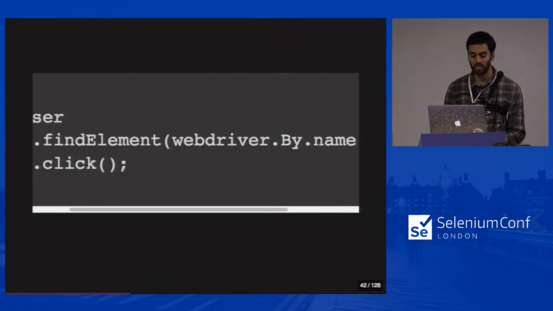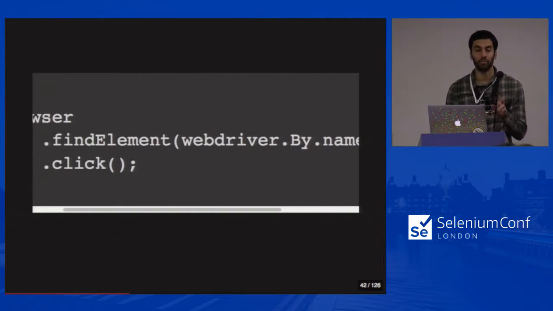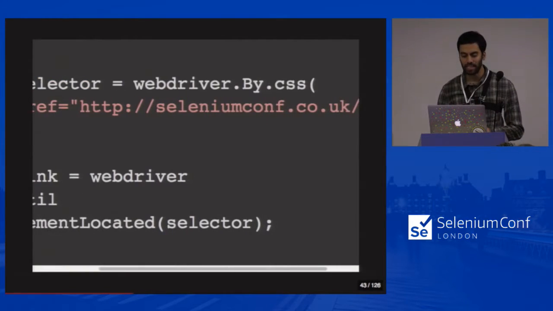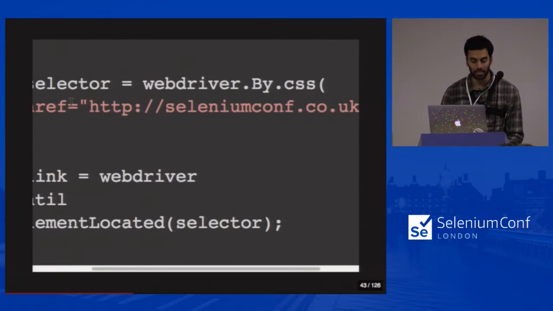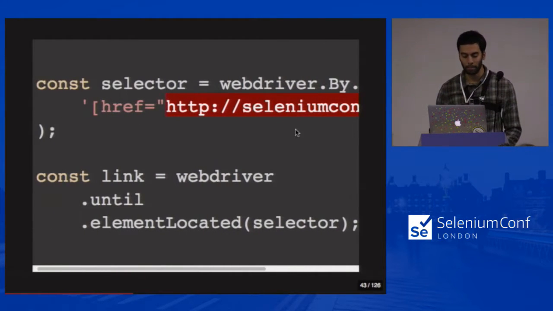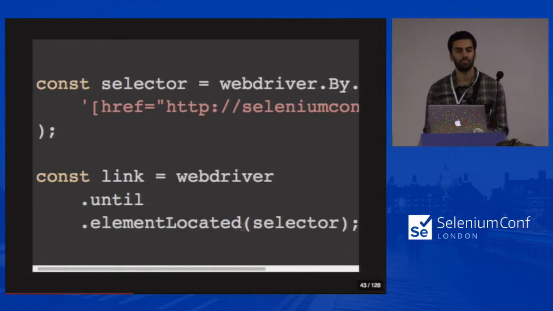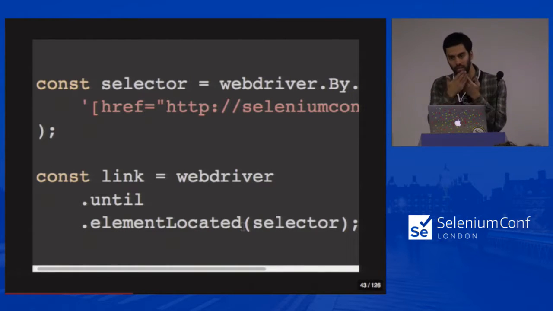We then find the element, and the element that we have to find is this little search button they've got on the page, and we click it. Okay, and then we define a selector for a hyperlink containing the website to seleniumconf.co.uk, and we have to wait for it, because it turns out that at least when I was doing it, they were delaying the results. I assume it was taking a bit of time to load, so they load the page and then load the results slightly after, hence the wait.